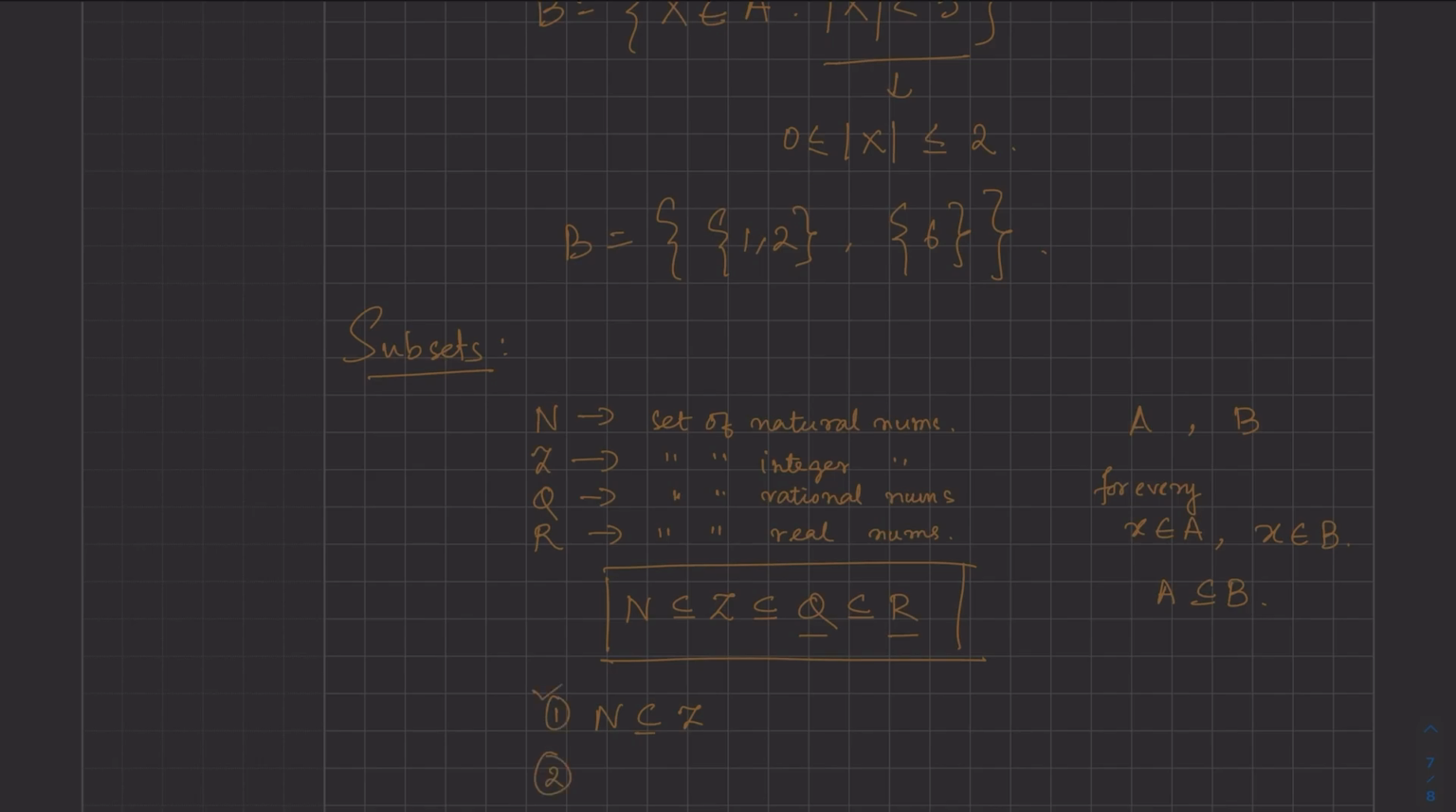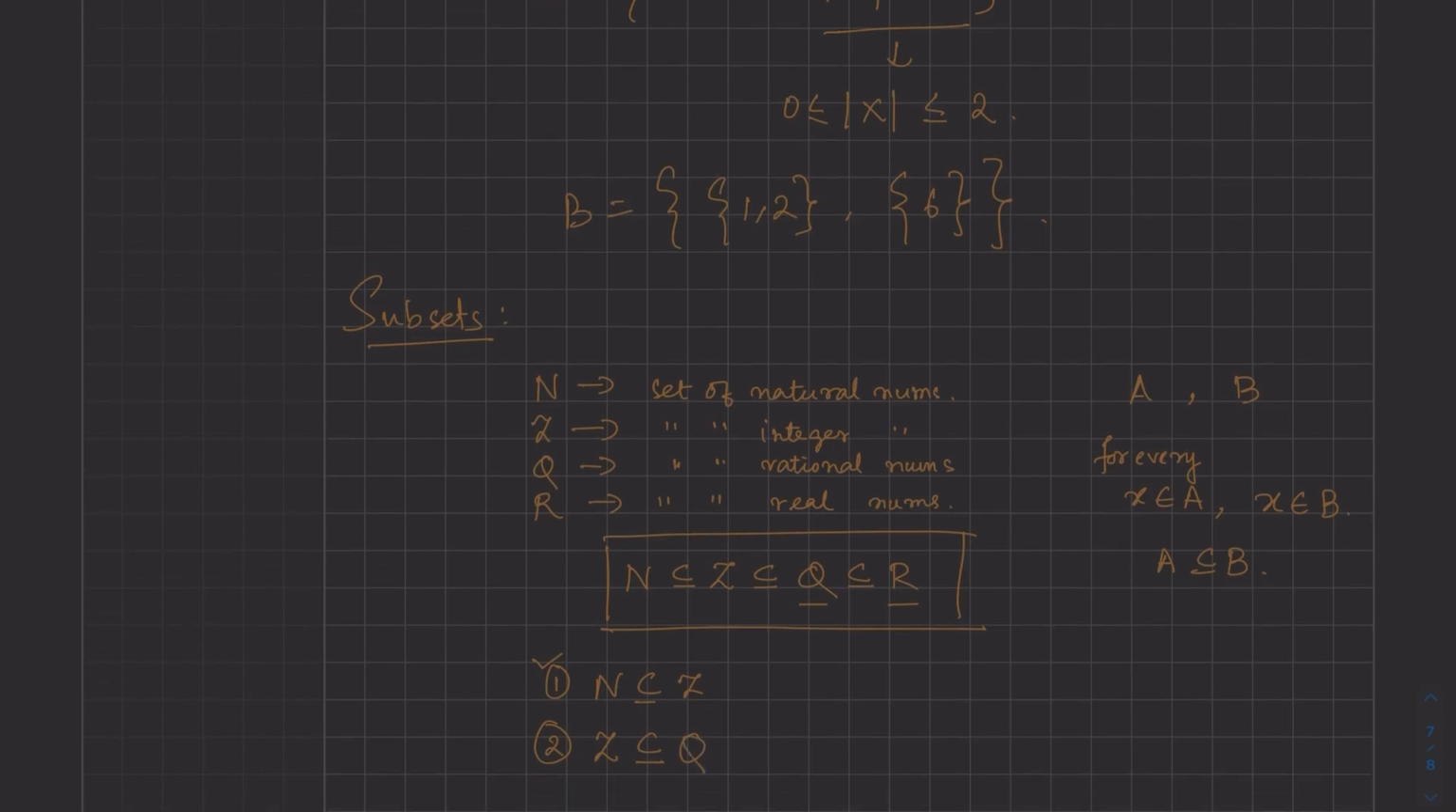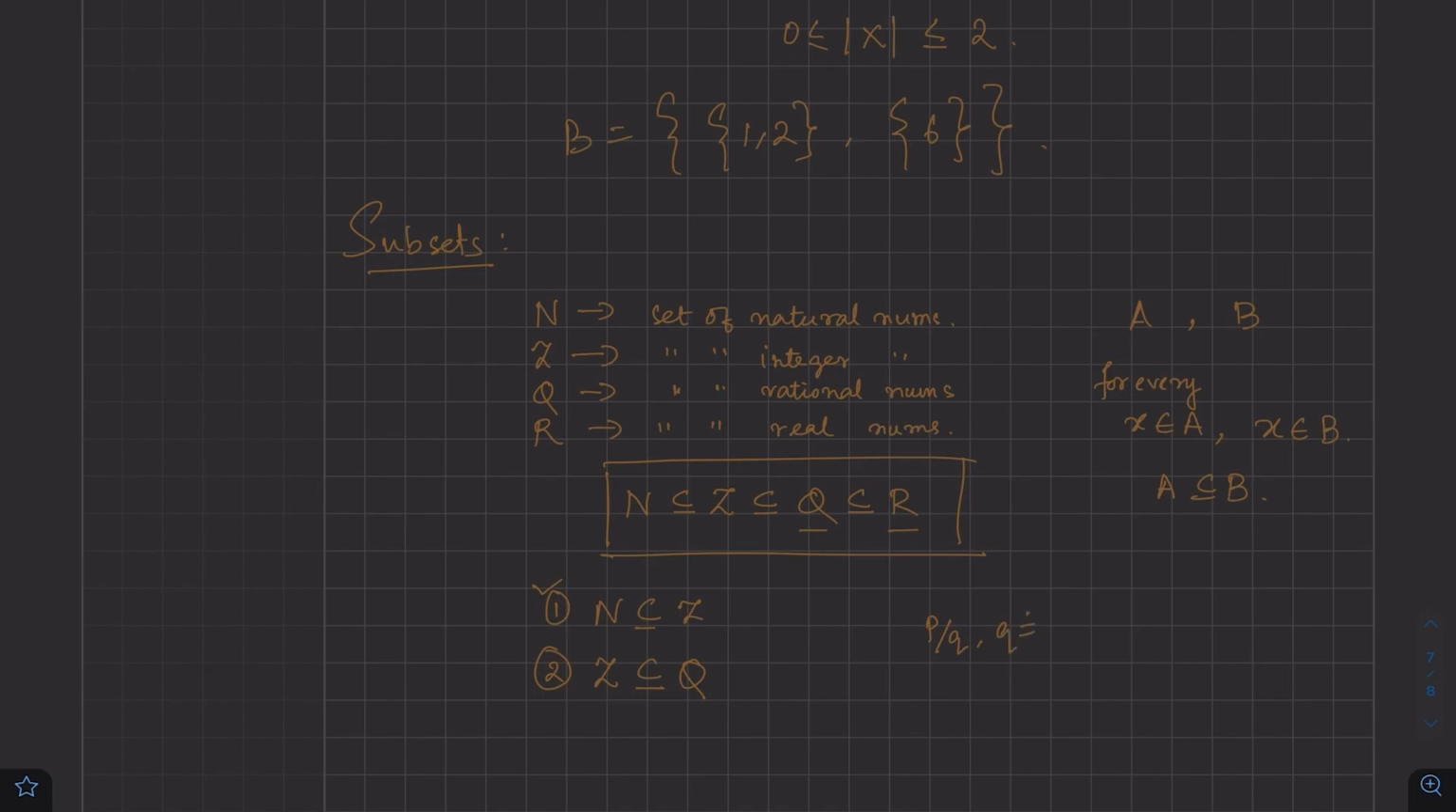Let's look at the second criterion. Z is a subset of the set of all rational numbers. Rational numbers are of the form p by q, where q is not equal to 0. Now we can rewrite every integer as p by 1, right? And thus, every element of set Z is an element of set Q, the rational numbers.